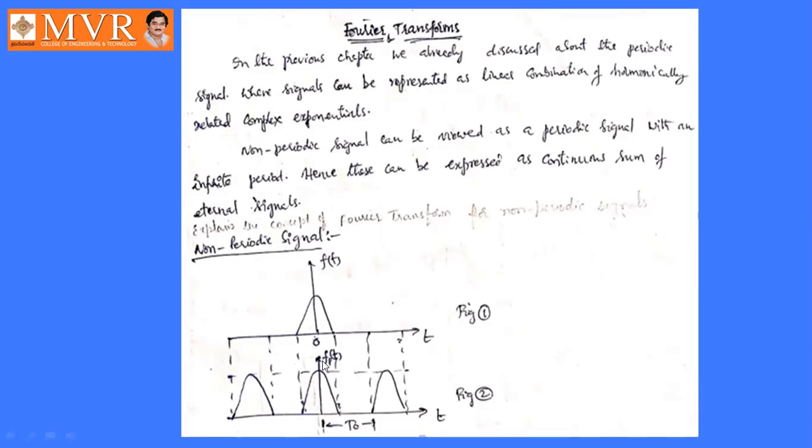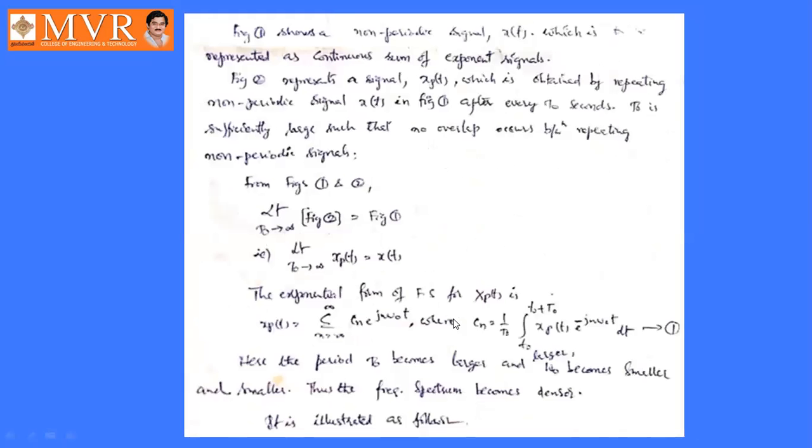Here we'll see the non-periodic signal. Figure 1 is a non-periodic signal. If we take figure 2, this is a periodic signal with a limited period. Figure 1 shows the non-periodic signal x of t, which is represented as a continuous sum of exponential signals. Figure 2 represents the signal xp of t, which is obtained by repeating the non-periodic signal x of t in figure 1 after every T naught seconds. So T naught is sufficiently large such that no overlap occurs between repeating non-periodic signals.